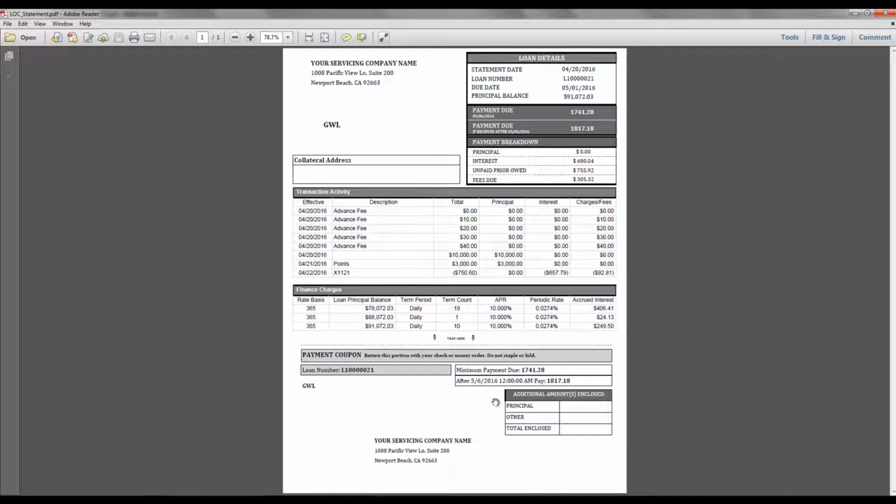Whatever system you're using, one of the very important things is you're going to want to know what kind of statements you want to use or need to send out to your borrowers, and understand these different kinds of ways to communicate with your borrower.